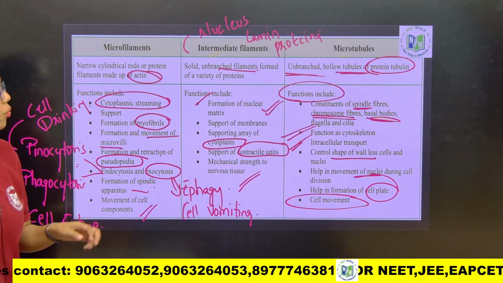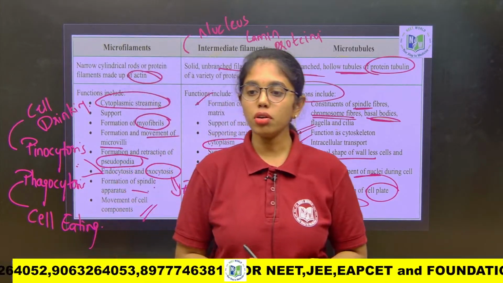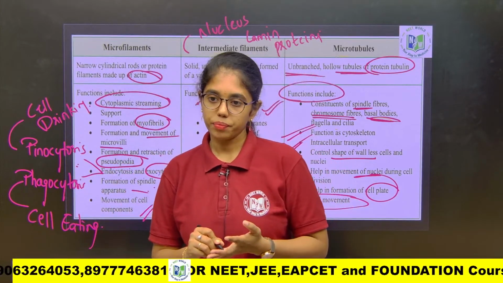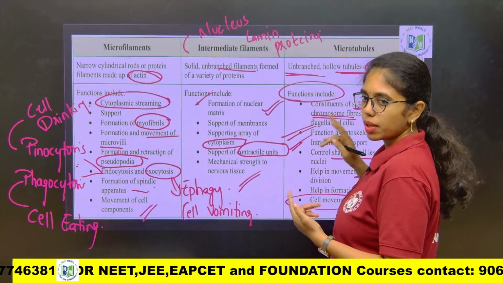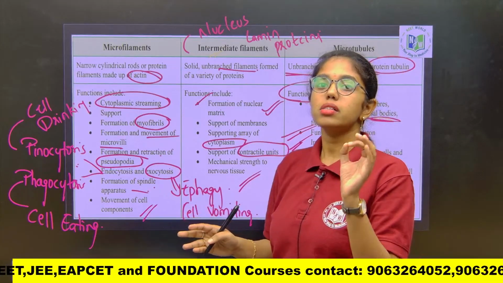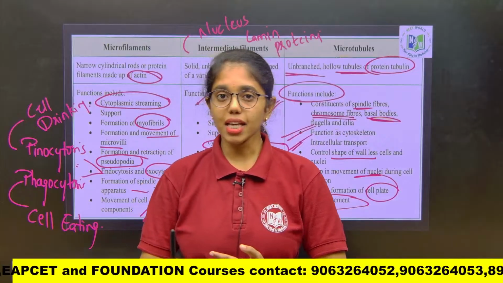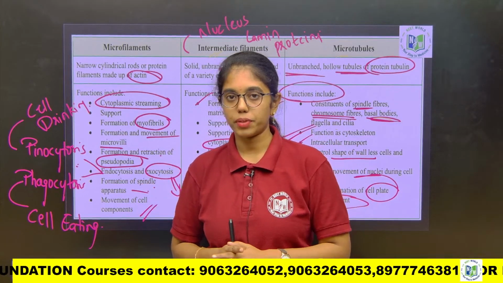So yes, with this we are done with what? Cytoskeleton, centrioles, cilia and flagella. Fine, in cytoskeleton we dealt in detail with microfilaments, intermediate filaments and microtubules. With this we end the chapter Cell, the Unit of Life. In our next session, let us exercise cell cycle and cell division, major concepts from that. Thank you.